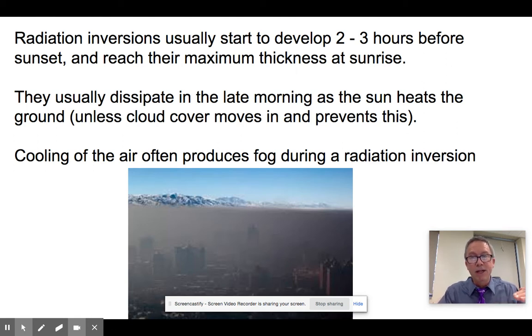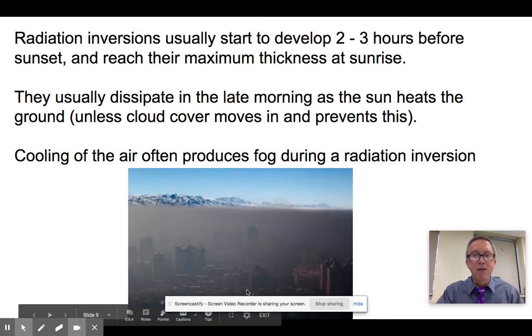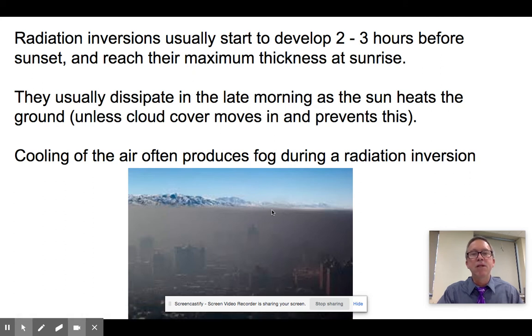Remember, clouds will block that radiation and direct it back to the ground. By sunrise, this cold layer will be at its thickest. Then as the sun comes up, it warms the ground, and as it warms the ground, this layer warms up. As soon as this air here is warmer than this air here, it just dissipates. But in the meantime, we're breathing this awful air. Another thing that can happen is that cloud cover can come in and we can be stuck with this sometimes for significant periods of time.